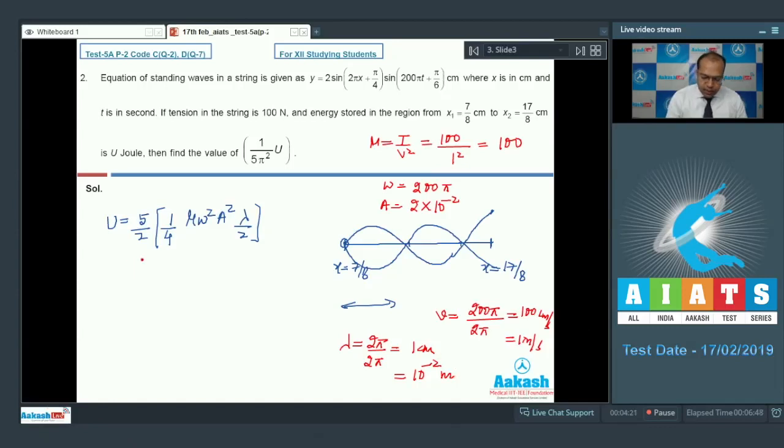So if I substitute the data in this equation, it comes out to be 5 into pi square. So u is equal to 5 into pi square. So this ratio u divided by 5 pi square comes out to be 1. So the correct answer for question number 2 is 1. Let's move to question number 3.